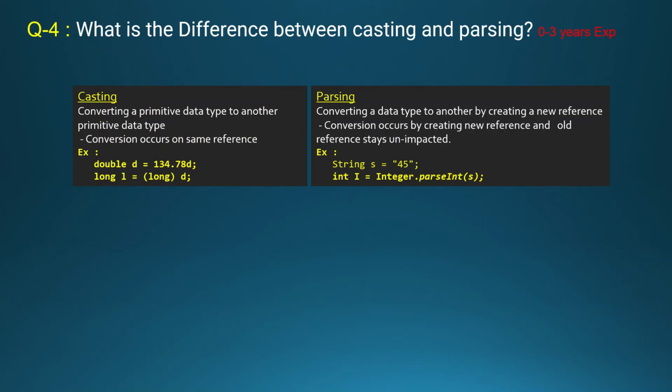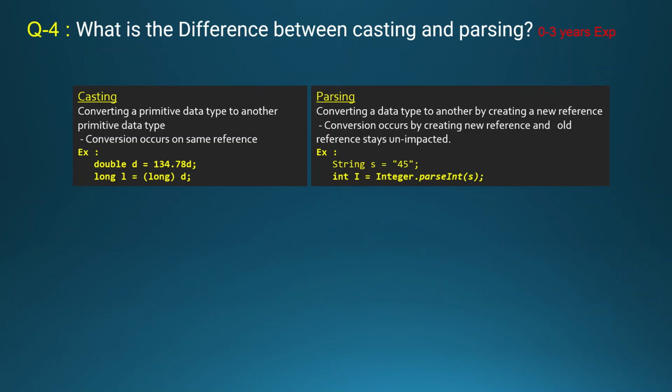Next, what is the difference between casting and parsing? It is a pretty common question. The basic difference is that converting a primitive data type to another primitive data type is called casting. Converting a normal, maybe non-primitive, data type to another, creating a new data type, is called parsing, by creating a new reference. In casting, the conversion occurs on the same reference. So double D equals the value and then long L equals D. Basically D is getting assigned to L, so the same object is being utilized. But in parsing, you are creating a new reference, with no connection to the older one, s. This is the basic difference.